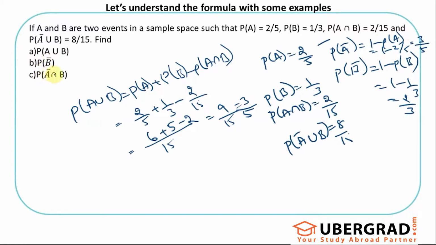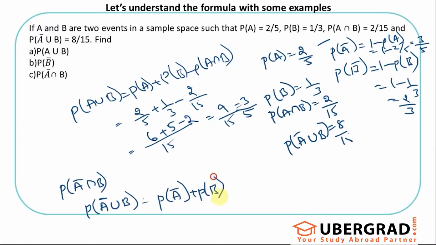P of A bar intersection B, right? It is basically asking me what this value is. Think like this, A bar is a complete element, right? So what am I saying? If I am trying to find what is P of A bar union B, that's basically P of A bar plus P of B minus P of A bar intersection B, right?